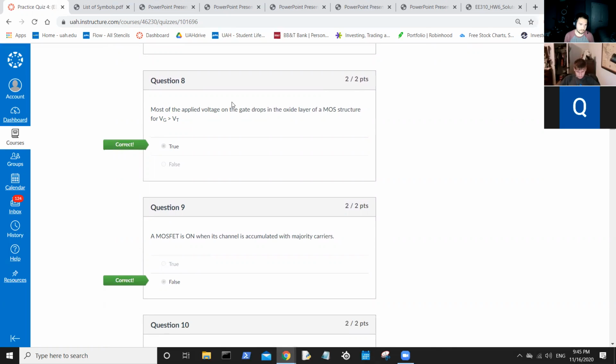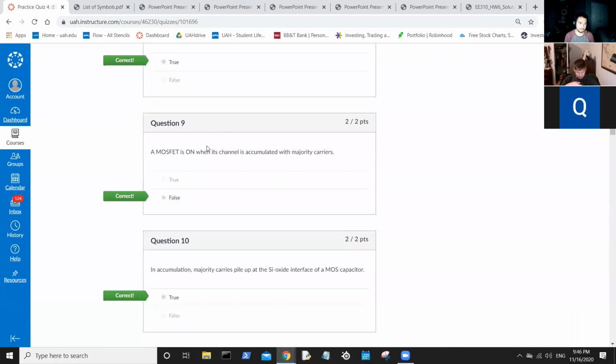Question 8, most of the applied voltage on the gate drops in the oxide layer. Oxide layer is going to have the highest resistance, therefore it's going to have the highest voltage drop. At least that's how I think about it in my head. It's probably not the exact reasoning behind why that's the way it is. It might be, but all you need to do is get the right answer here. When it comes to understanding, that's for the master's degree.